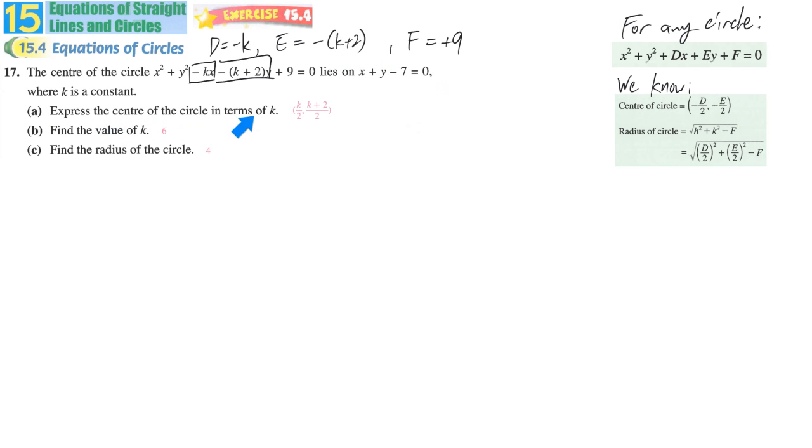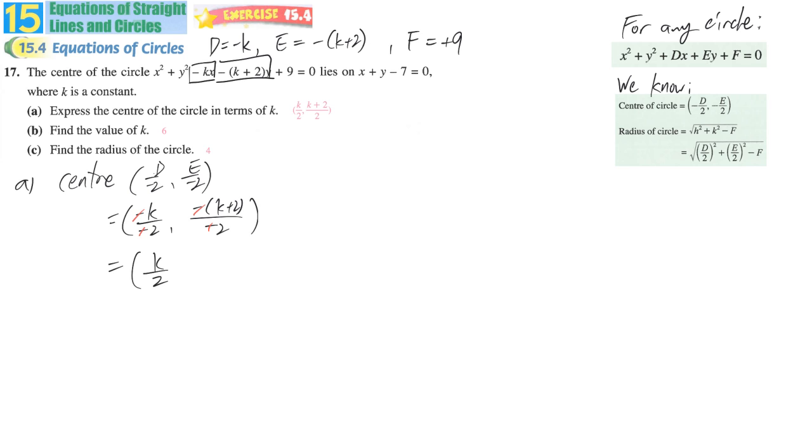They ask us about the center, so we just use the center formula, which we use many times. D divided by negative 2, E divided by negative 2. So D, we just plug it in, negative k divided by negative 2. E is negative k plus 2 bracket divided by negative 2. So just simplify it, both sides divided by negative. So we have k over 2, and then here is k plus 2 over 2. That's the center in terms of k. We already fulfilled the requirement.